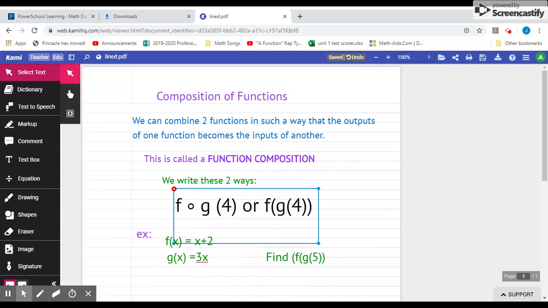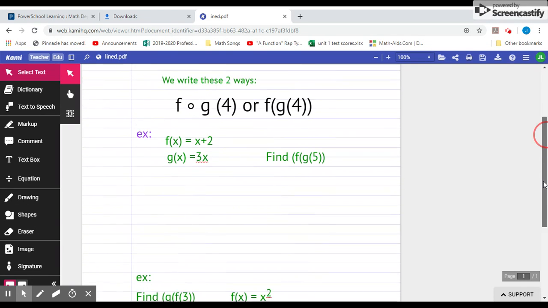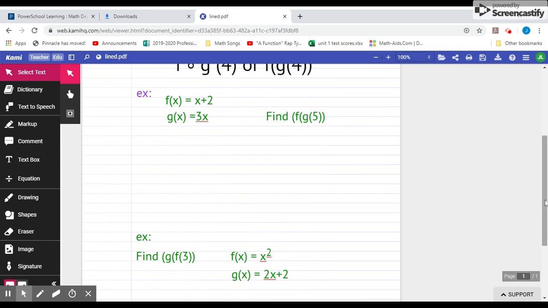Instead of an x, there will be a number there. And this is read "f of g of 4." Even though they have two different looks to them, they're read the same way and they mean the same thing. You might see them either way when you are composing functions in algebra.